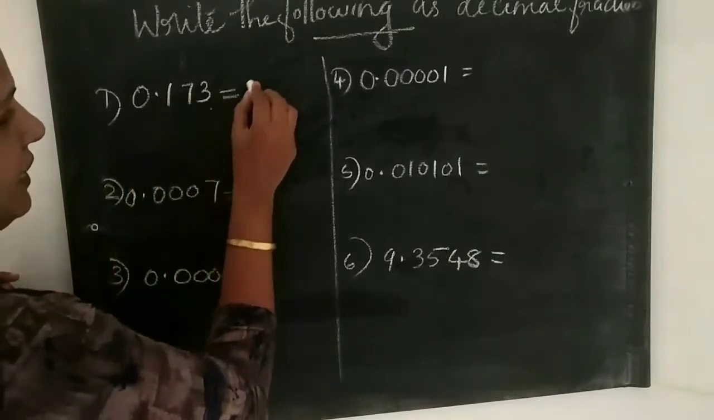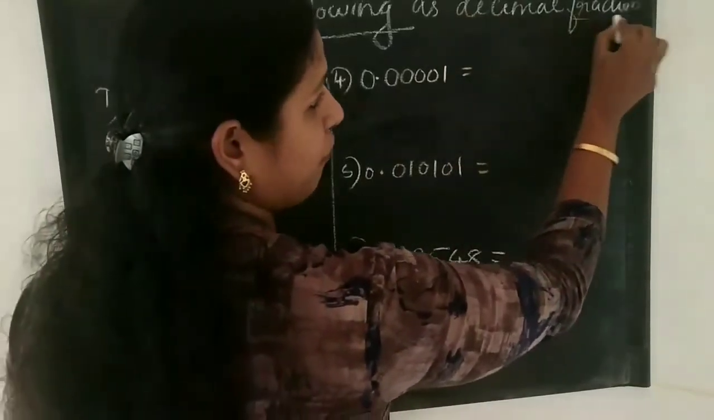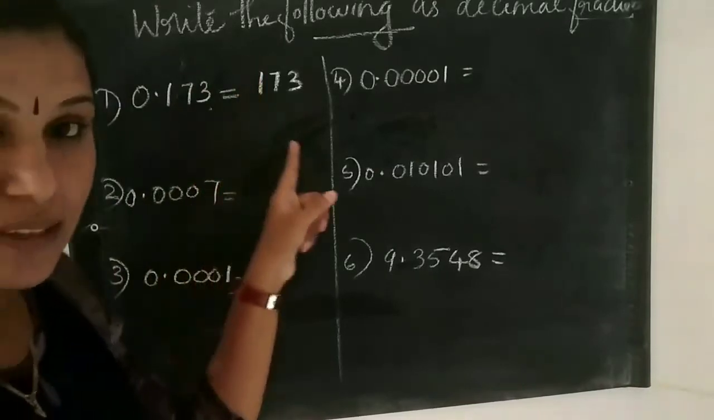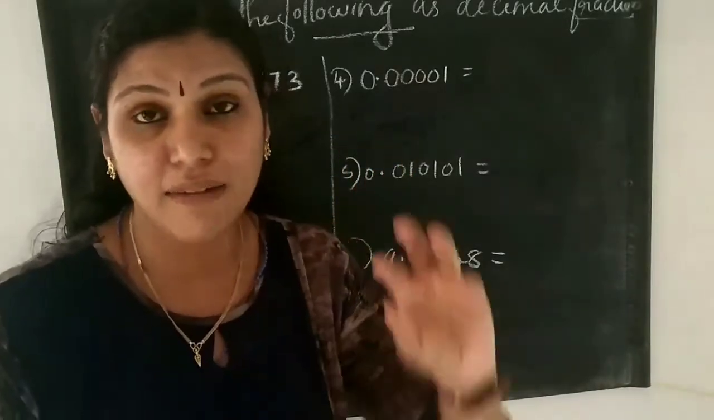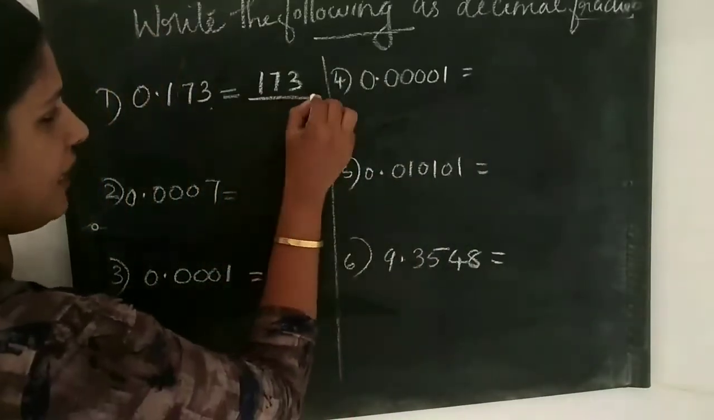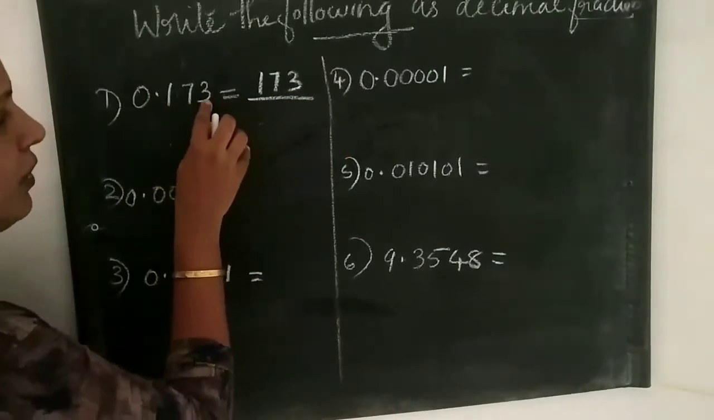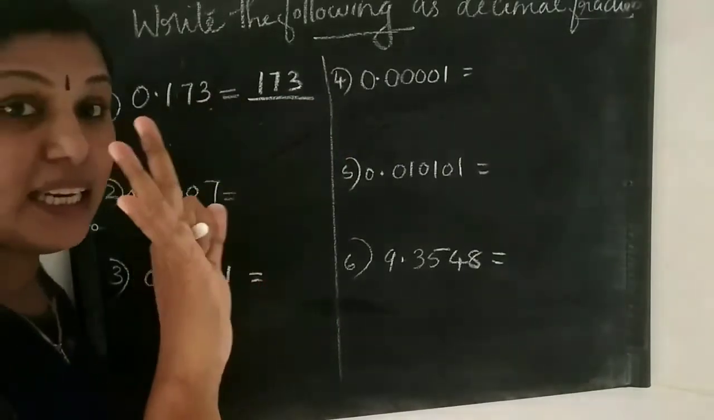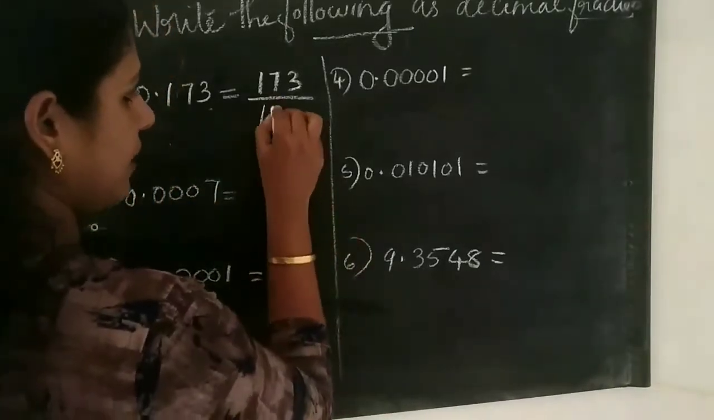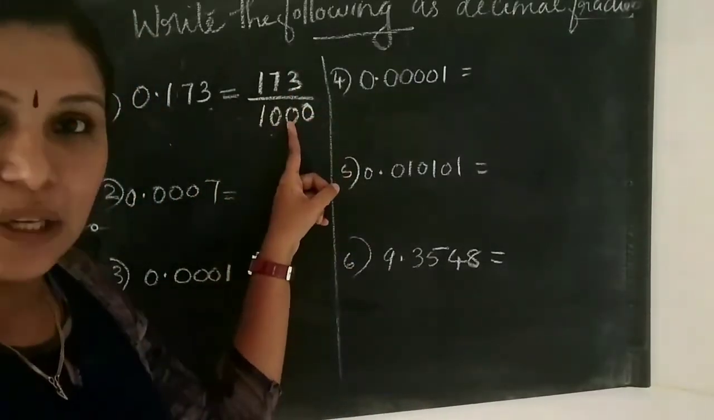First we write this 173. It is in decimal form, and we can write it as a fraction. That means it must have a numerator and a denominator. So 173 divided by, here how many places are there? 1, 2, 3. So we need 3 zeros. 3 zeros is what? That is 1000. So 173 divided by 1000.